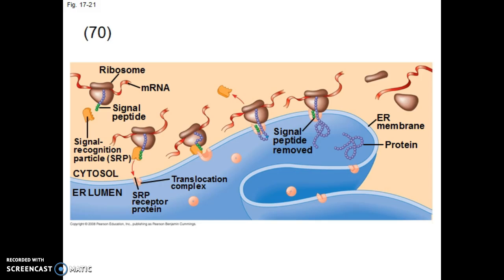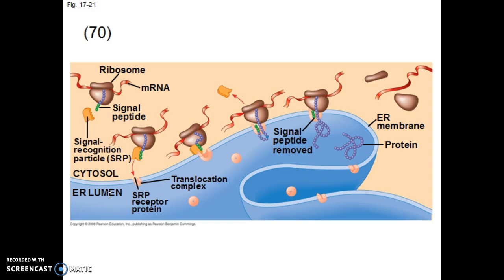Question 70 is asking you to use this image, looks like you need to label it, to explain how proteins are targeted for the ER. In other words, how do proteins get to the ER? The ER does need some proteins for its own personal function, and we can see that we have a ribosome delivering a protein to the ER. We have the lumen of the ER, which would be the hollow central portion of that particular organelle. So how is this done?